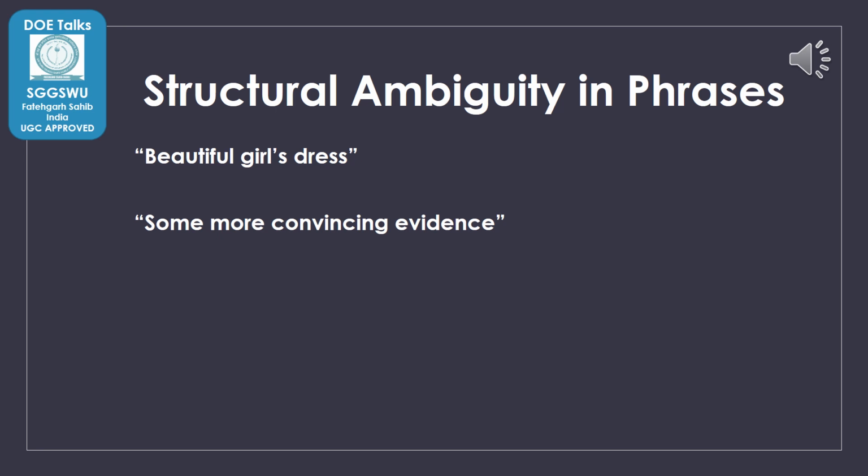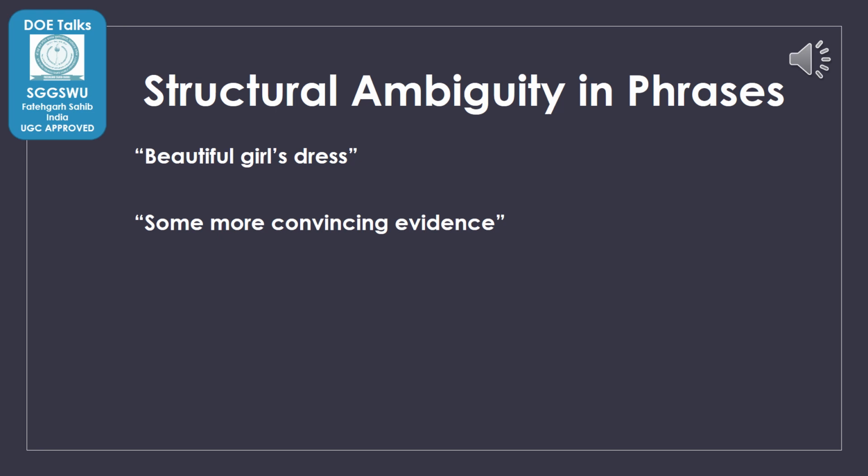The second example is "some more convincing evidence." Now what does "some more" stand for? Do we want more convincing evidence, or do we want more evidence which is convincing? So this is how ambiguity arises. Now this is what we call structural ambiguity. How to resolve such ambiguous sentences?